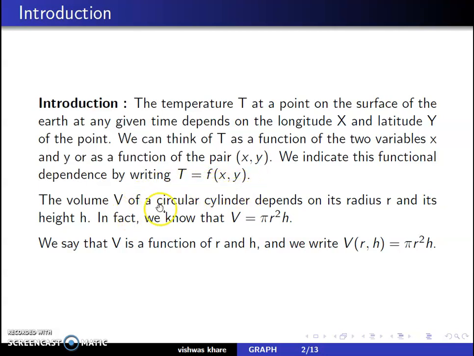The volume V of a circular cylinder depends on its radius r and its height h. In fact, we know by formula that V = πr²h. We say that V is a function of r and h, and we write V(r, h), that is, V depends on r and h, and its equation is πr²h.